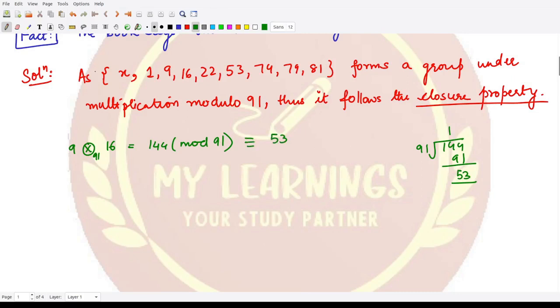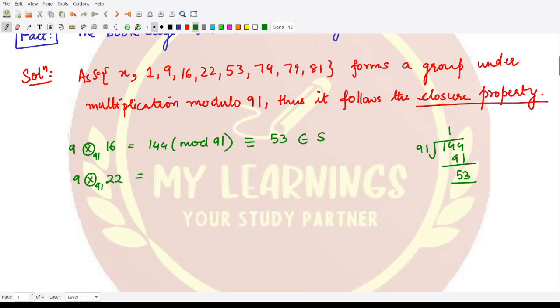And let's call this set by some name. Let's call it S. So this clearly belongs to S, right? That doesn't serve our purpose. It belongs to S. So let's find another calculation which gives us some element which is not present in this set. This is our aim. So we are next multiplying 9 with 22.